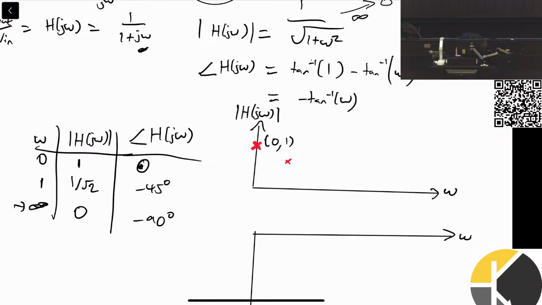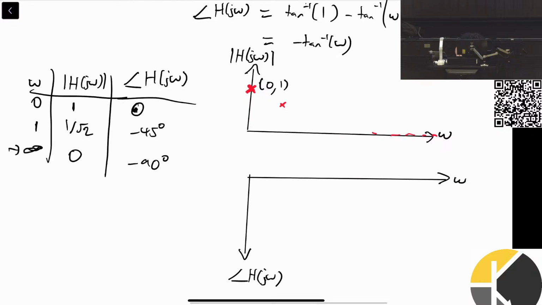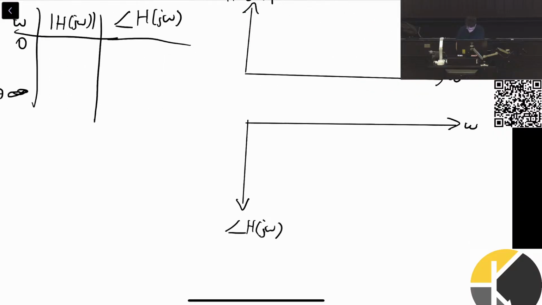And then we're just going to approach 0 as we go. So that'll be like an asymptote this way. So the way it will look when we connect these up is going to be like, it's going to go like that. And it's going to go to 0. We do the same thing for the angle response.